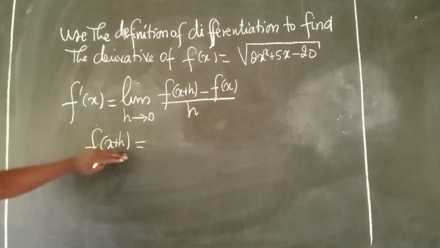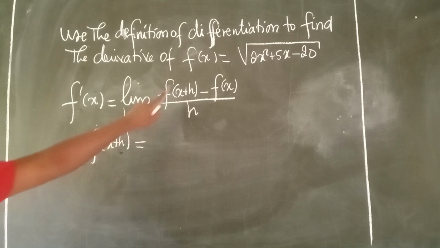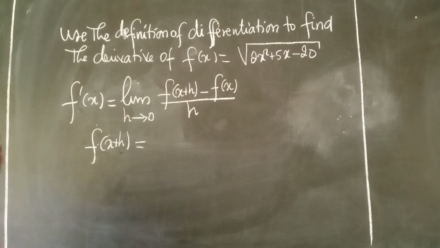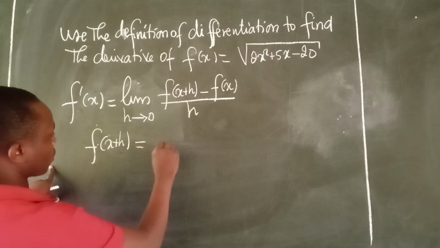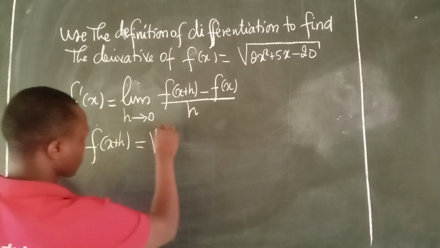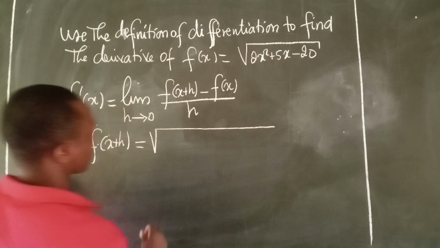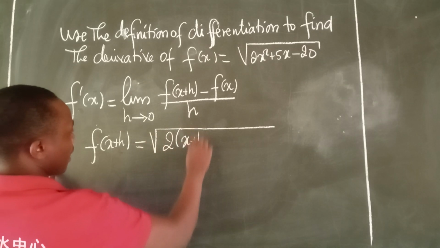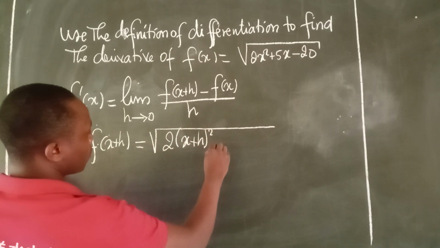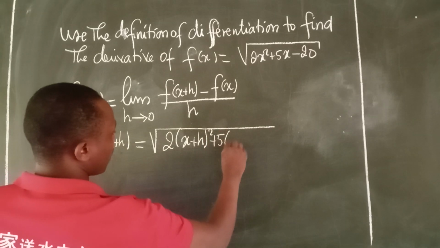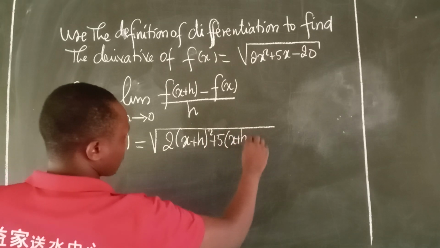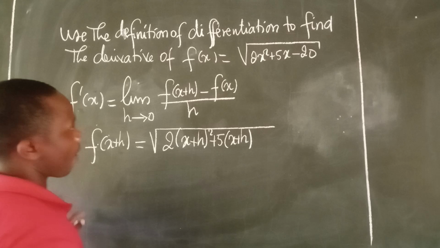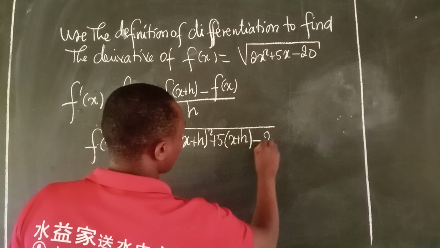How are we going to find this f of x plus h? We take x plus h in place of x in this function. This is equal to the square root of 2 into (x plus h) to the power 2 plus 5 into (x plus h) minus 20.